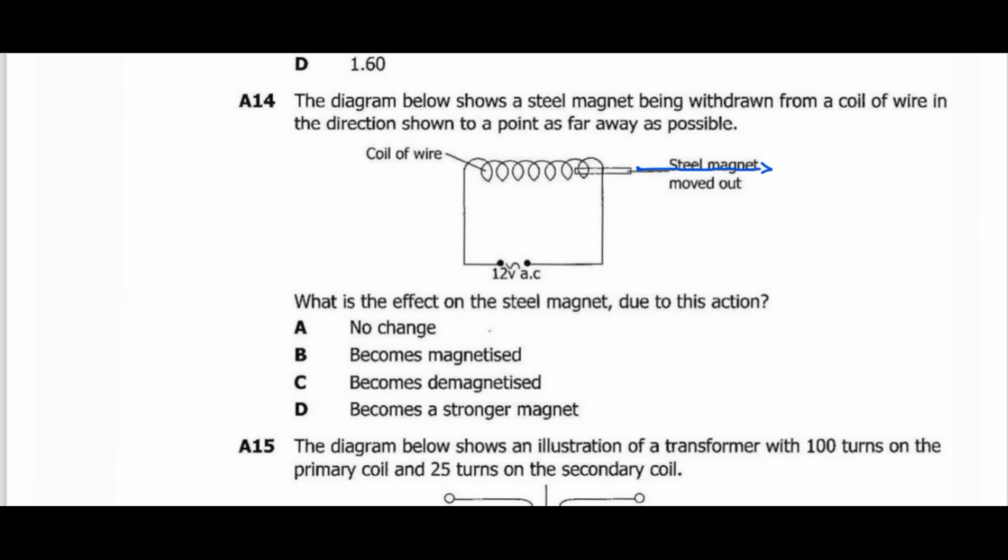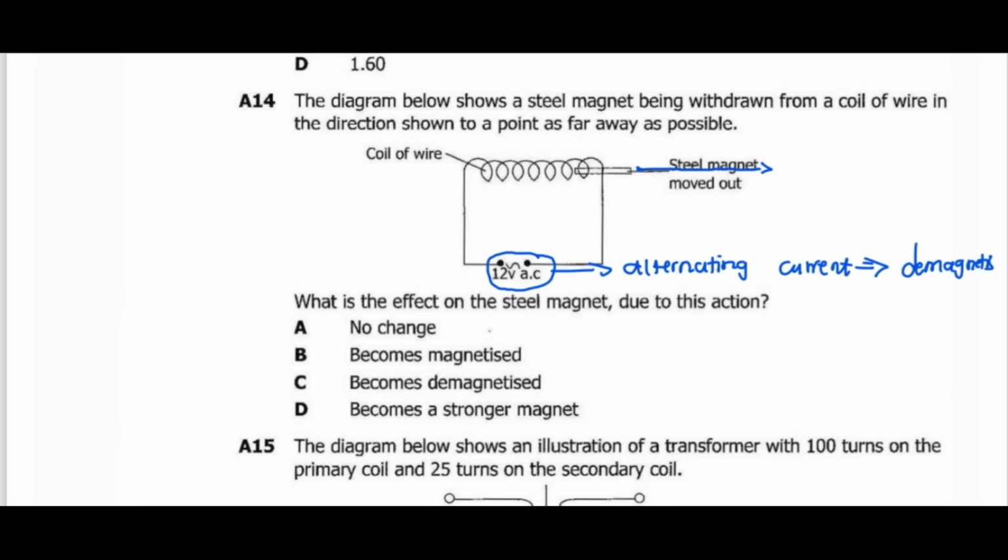Now the key point is we need to look at what type of current we are dealing with. So we can see that we are dealing with what we call alternating current. Then what is the effect of alternating current on a magnetized object? The effect is it causes that particular magnet to be demagnetized, to lose its magnetism. So that's the effect. Whenever you see AC, it is used to demagnetize, while DC is used to magnetize.